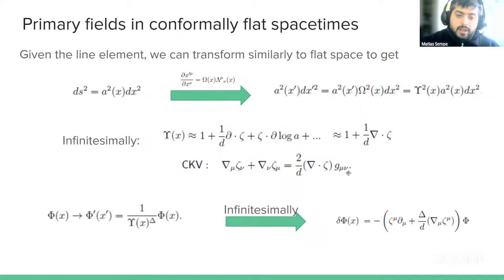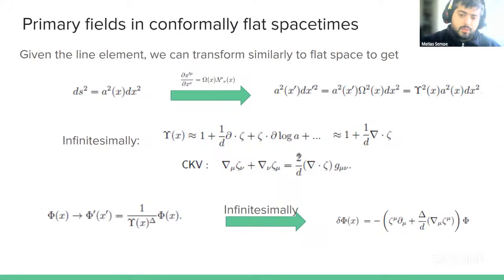In de Sitter 4, for example, we have 10 Killing vectors and 5 properly conformal Killing vectors. We will call properly conformal Killing vectors those where the right hand side is not 0. If the right hand side is 0, this becomes the usual Killing equation. Also, the left hand side can be written as a Lie derivative along zeta mu of the metric. And the right hand side, we will get sigma later.